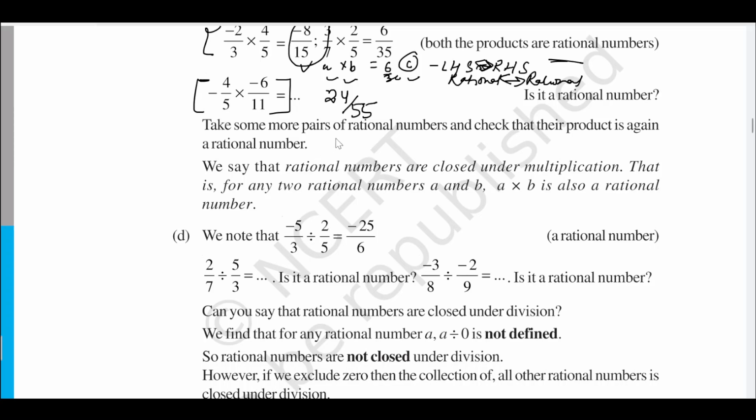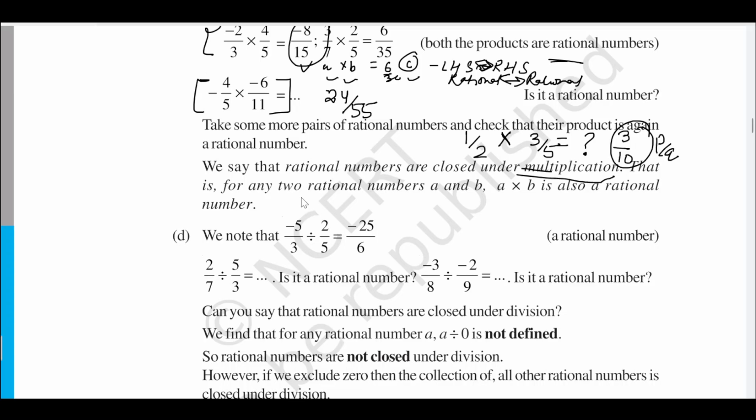For example, I am giving you 1 by 2 into 3 by 5. Will it be a rational number? Solve it for yourself. Yes, it will also be a rational number. You will get 3 by 10. It is also in the form of P by Q. We say that rational numbers are closed under multiplication.